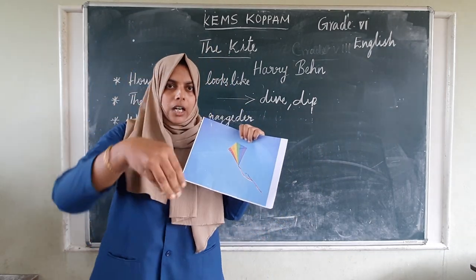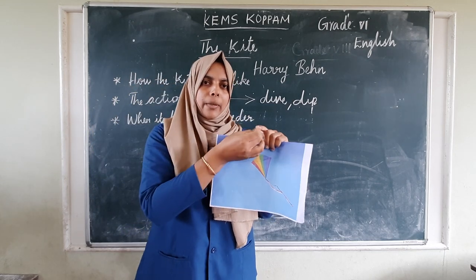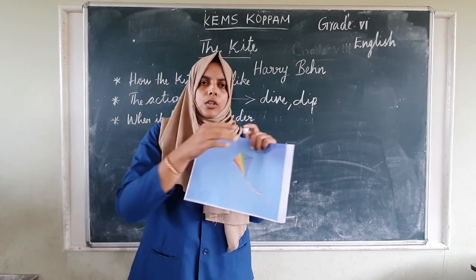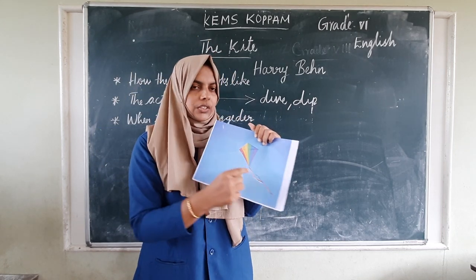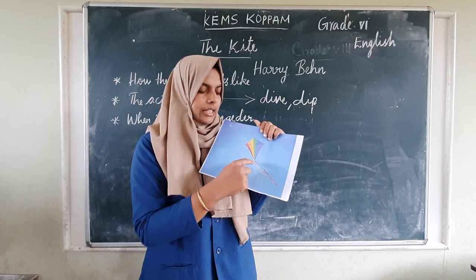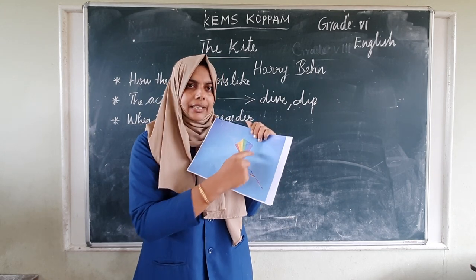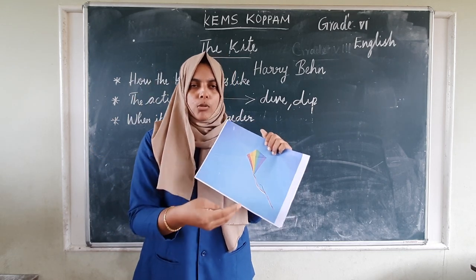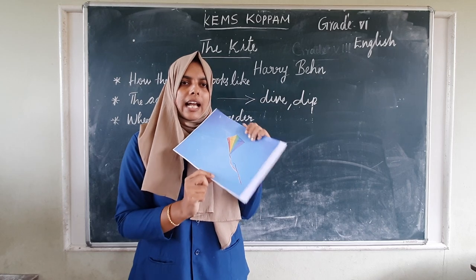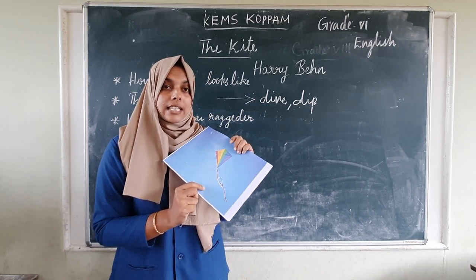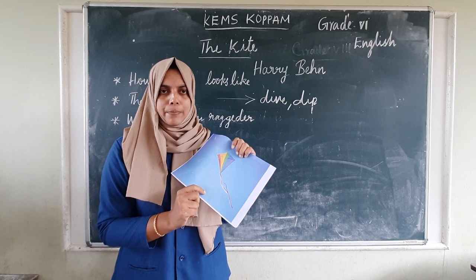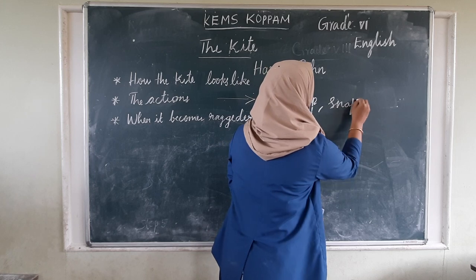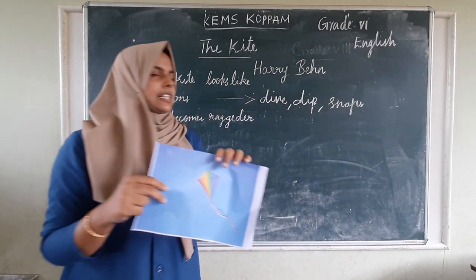When it comes down, sometimes it will not be able to fly up. So it comes down, and it makes a sound, this thread, its tail. The thread is actually the tail of the kite. So its tail makes a sound. Sometimes the thread even breaks. That sound is called snaps. So next one, snaps. It makes a sound that is known as snaps.